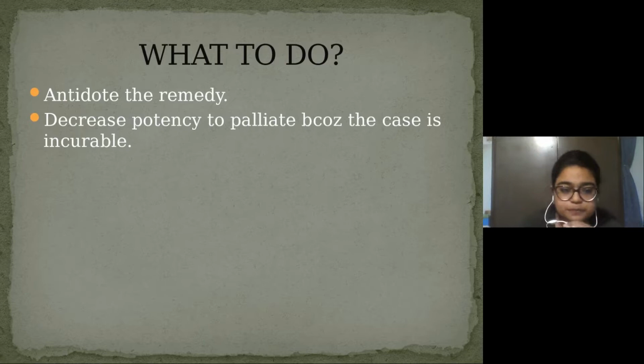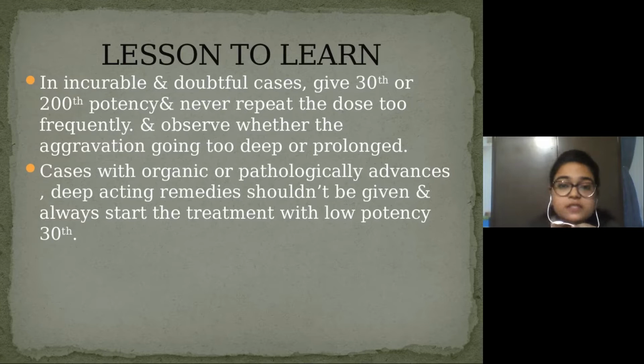Now, what is the lesson we learn from this first observation? In incurable and doubtful cases, we have to start with 30th and 200 potency and never repeat the dose too frequently, and observe whether the aggravation is going too deep or is prolonged. If it is, then we first antidote the remedy we have given and then choose according to the symptom totality.